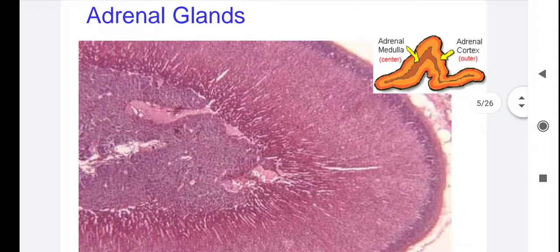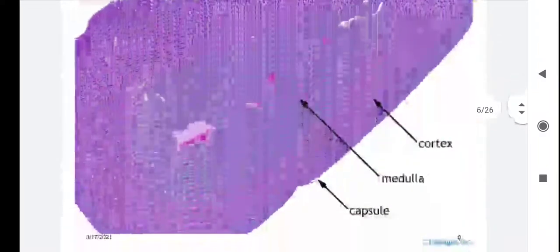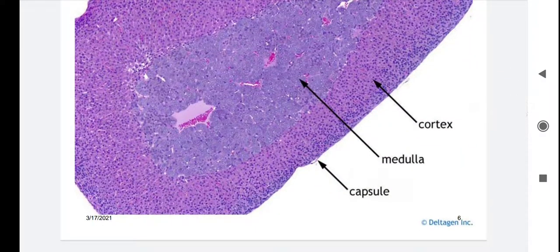Here we can see the two layers or two parts of the adrenal gland, the inner layer, which is the medulla, and the outer layer, which is the cortex. Outside, the gland is encapsulated by the capsule.